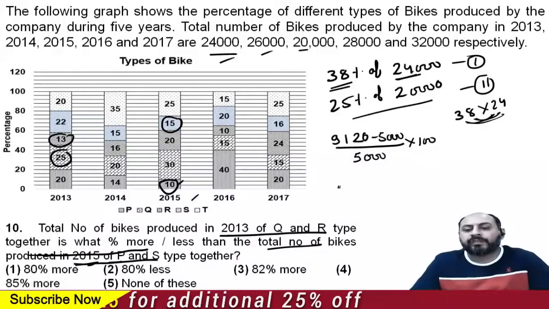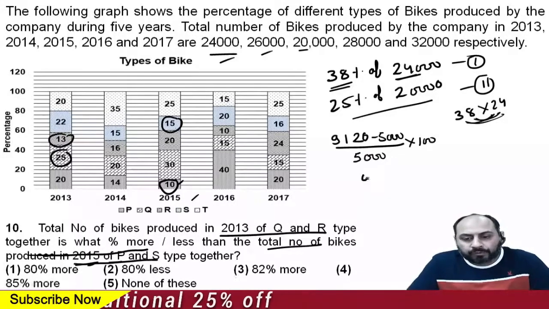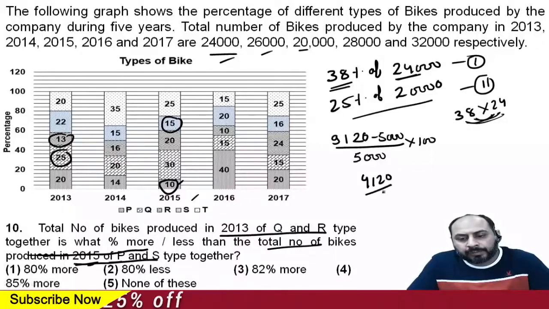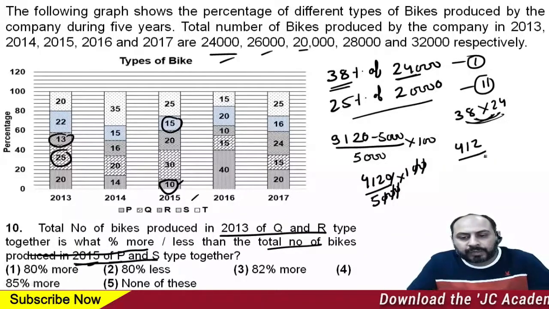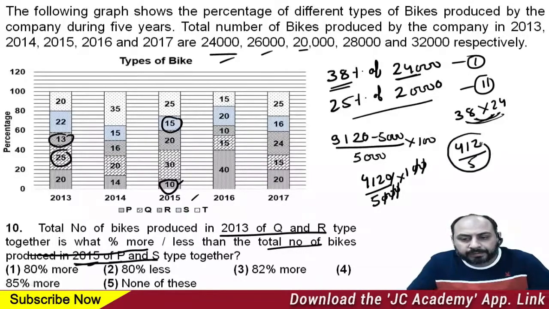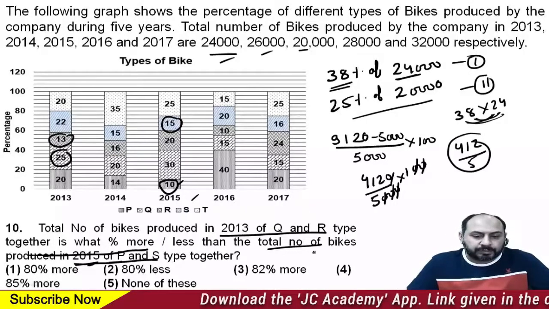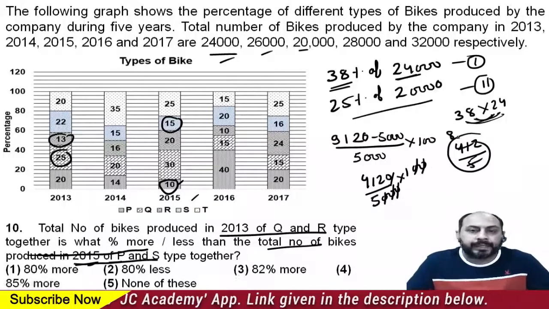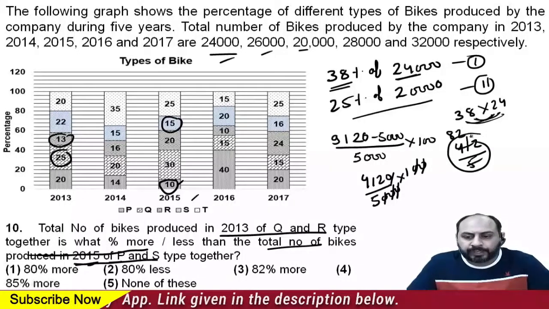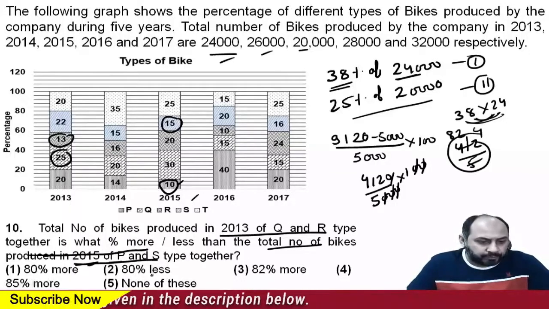So 9120 minus 5,000 will be 4120 upon 5,000 into 100. I'm telling it to you in detail because you have to understand this. So it will be 412 upon 5, this much percentage more. So we're supposed to find out this. 8 fives are 40, 1. So 8 twos are 16, and 82.4.